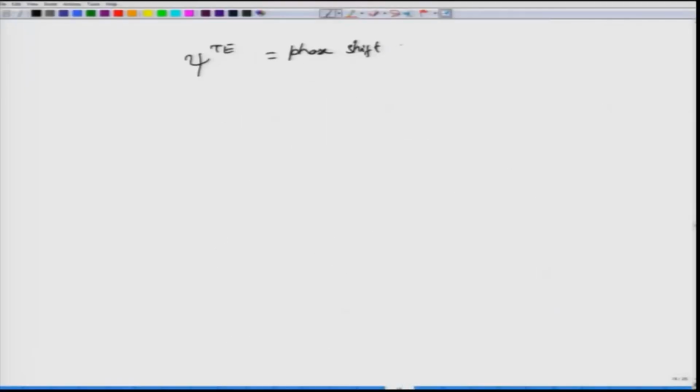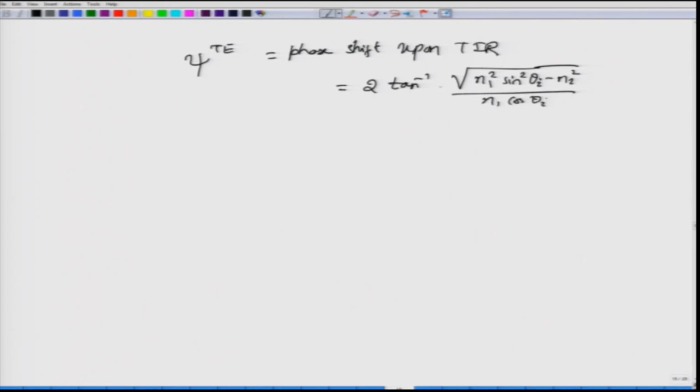So, this expression for phase shift upon total internal reflection is different from the phase shift upon reflection of a typical TE or TM case, and for the TE case you can show that this would be equal to 2 times tan inverse of square root of n1 square sin square theta I minus n2 square, divided by n1 cos theta I, or with a minus sign of course. Since minus of tan is the same, this can be pulled out and then you can put a minus sign back onto this one. So, this is the expression.